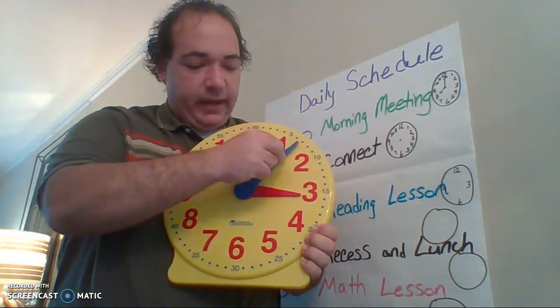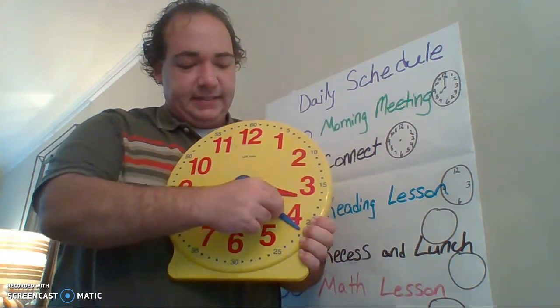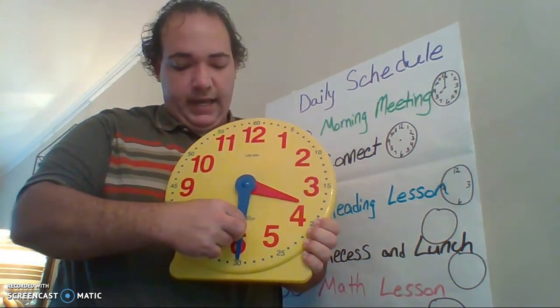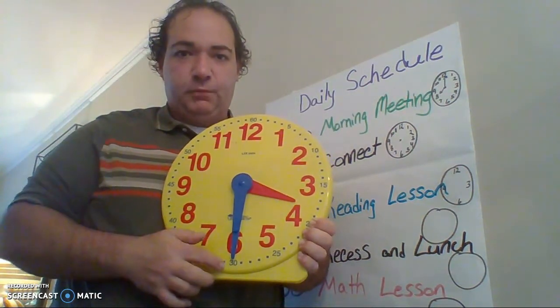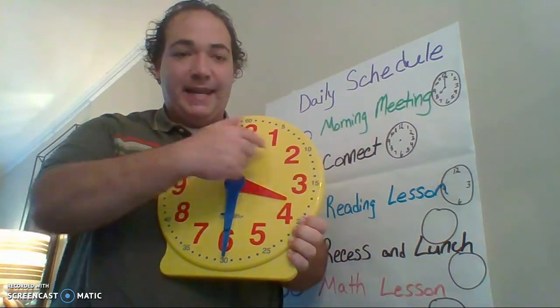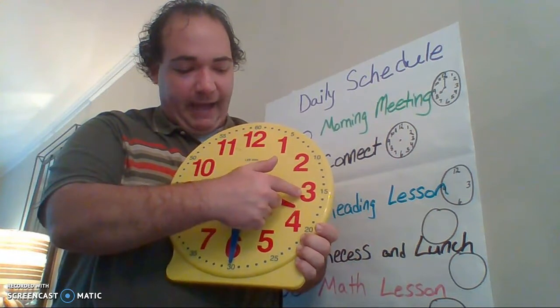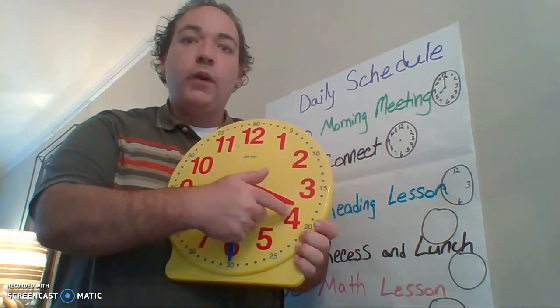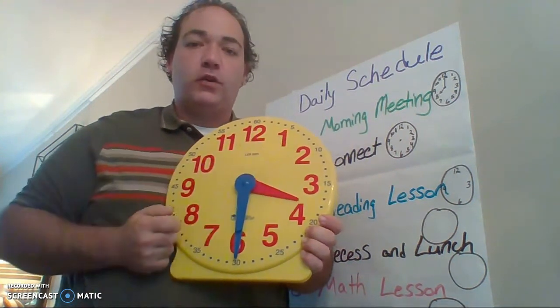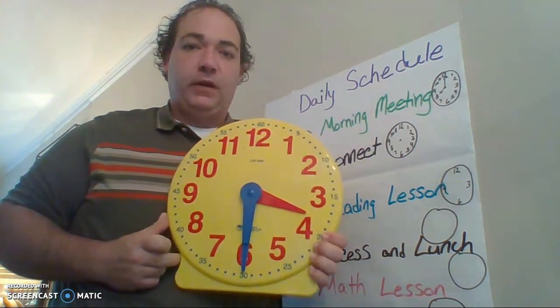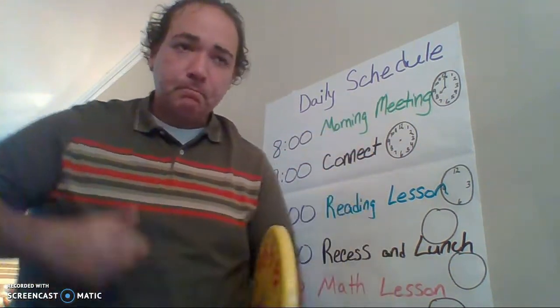As this ticks around, when it's at the halfway point on the clock, it's pointing down at the 6. That's 30 minutes that has passed. My hour hand is halfway between the 3 and the 4. We want to read the hour that's before, so we would say it's 3:30. So, a little bit of review there.